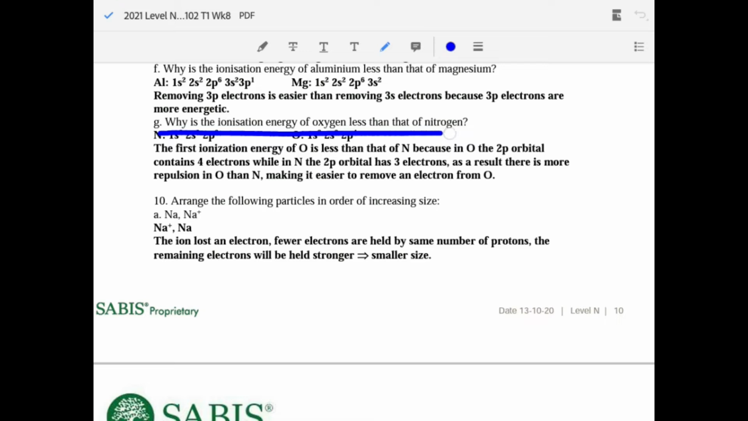Why is the ionization energy of oxygen less than that of nitrogen? Because again, N has a half-filled p orbital, but O has a half p orbital plus 1 more. Since this stops it from being either perfectly half or perfectly full, O has less. It is relatively stable in nitrogen compared to oxygen, so oxygen tends to have a lower ionization energy because of this extra electron.